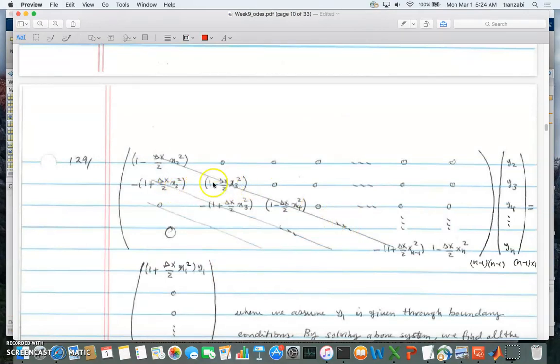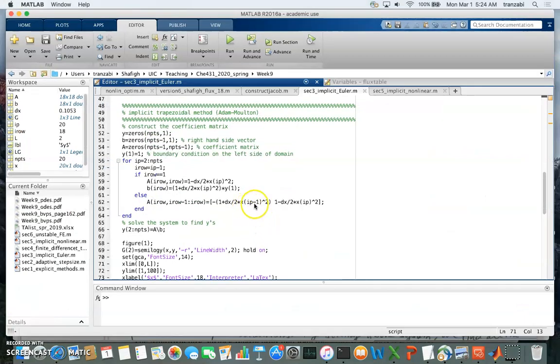So the first one is x2, the second one is x3. And the next row, I have the first one x3, the second one is x4 in the same row. And so that's why this is one index less than that one. Okay, so this creates the A matrix, this creates the B matrix. For all rows I have 0 except for row 1, which I have 1 plus del x over 2, and then this is x2 raised to the second power times y1.